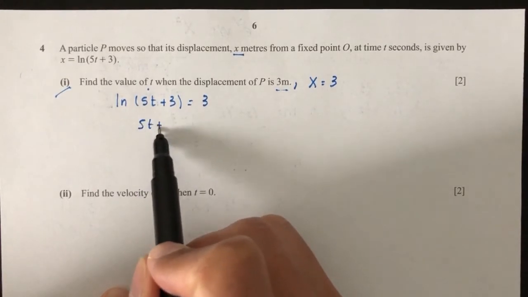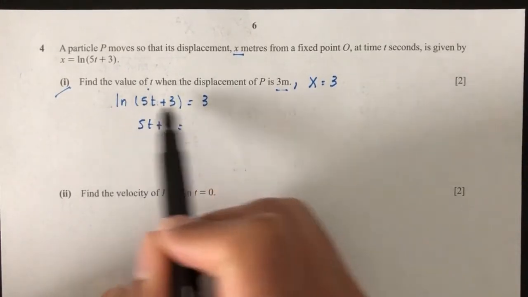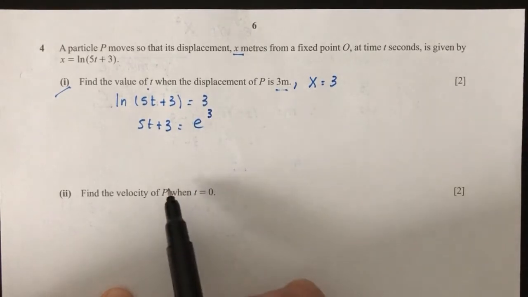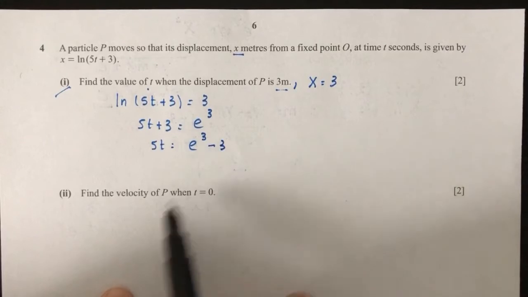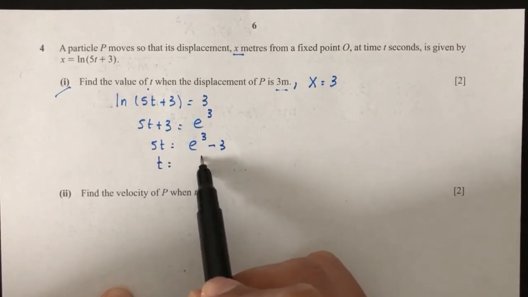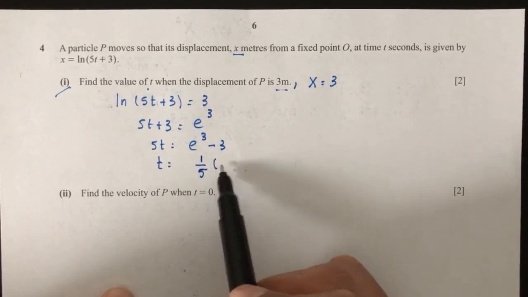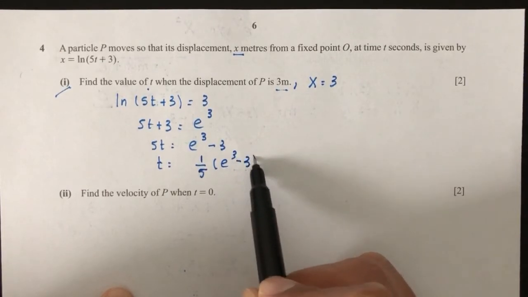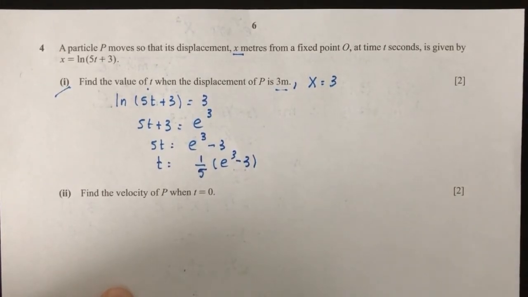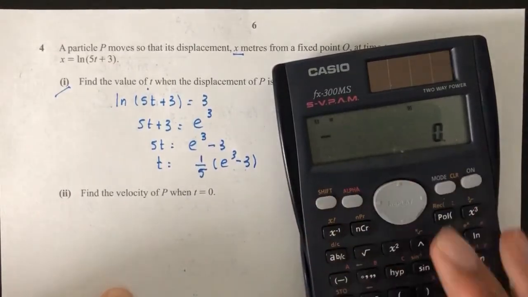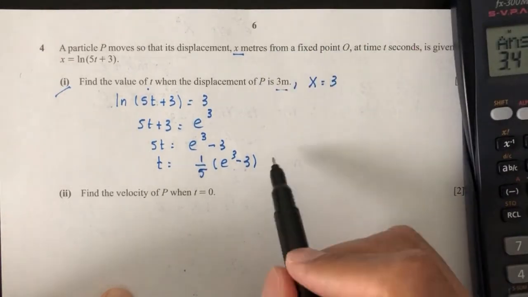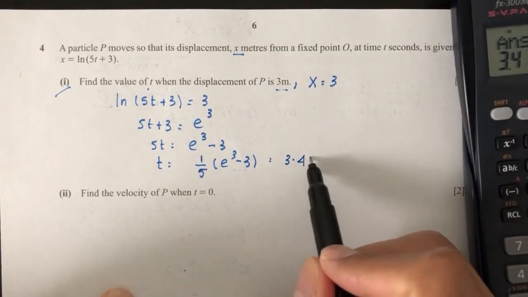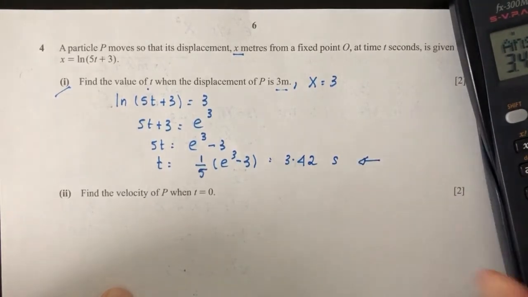So 5t plus 3 is equal to, we send this over here, e power 3. So 5t becomes e power 3 minus 3. So t becomes divided by 5, so 1 over 5 times that. We can simplify this if you want to, but that is okay as well. But let's simplify. e power 3 minus 3 divided by 5 will be 3.42 seconds. That will be my answer for part 1.